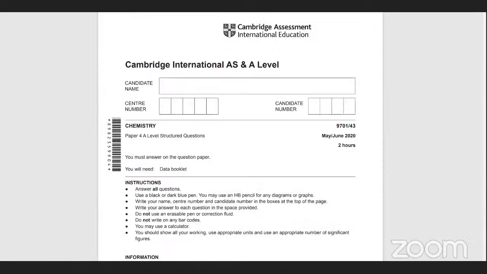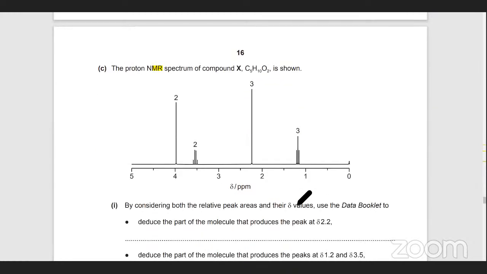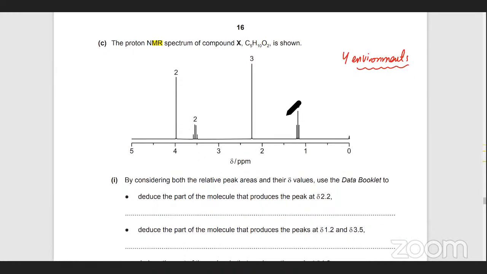Anyway, coming back to the question, where's the question? Where did our question go? Okay, this one. Now the proton NMR spectrum is given. So that's C5H10O2, and clearly there are 4 environments, right? Do a little working, it will become easy. One second.